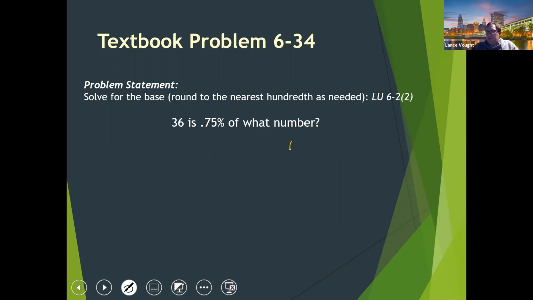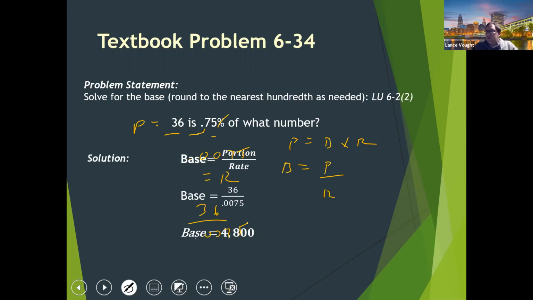Solve for the base. So remember P equals B times R. So if we're solving for the base, it's P over R. 36 is equal to 0.75% of what number? So notice that this is 0.75%, not 75%. So we need to convert this to a decimal. So we need to chop that off, move over to the left 2 digits. So we get 0.0075 is equal to R. 36 is equal to P. So that's the portion. So P divided by R is 36 over 0.0075. And then when we do that, we get 4,800 as our answer.